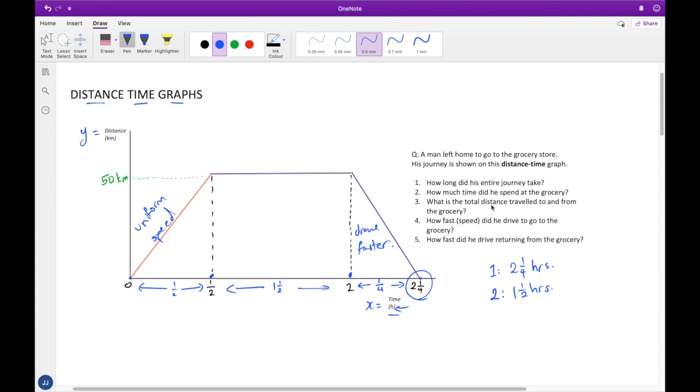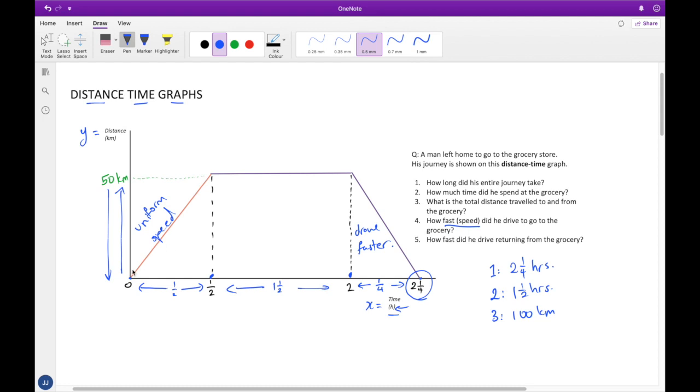3. What is the total distance traveled to and from the grocery store? Well, from home to the grocery store is 50 kilometers. And then from the grocery store back to home is another 50 kilometers. So the total distance he would have traveled would have been 100 kilometers, to and from the grocery store.